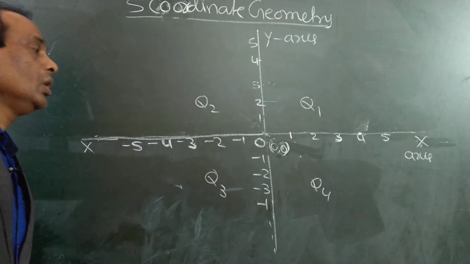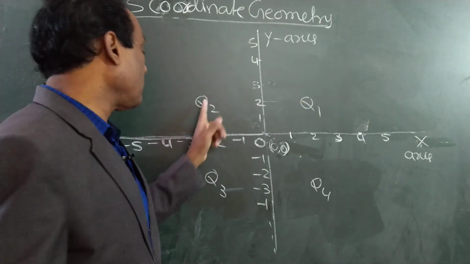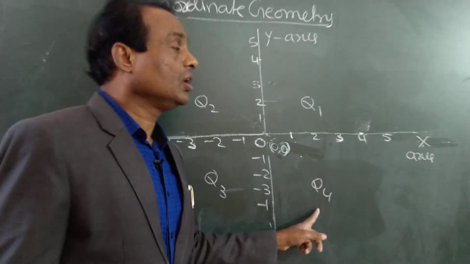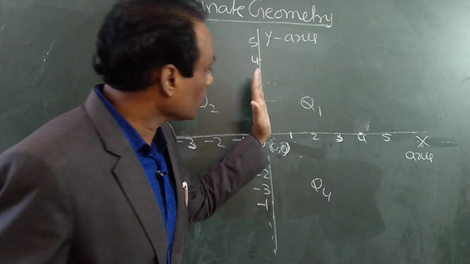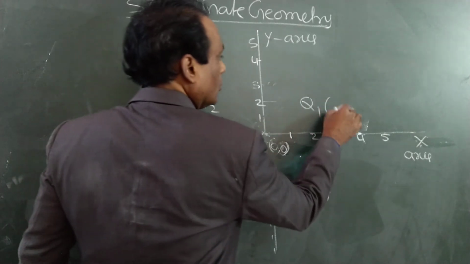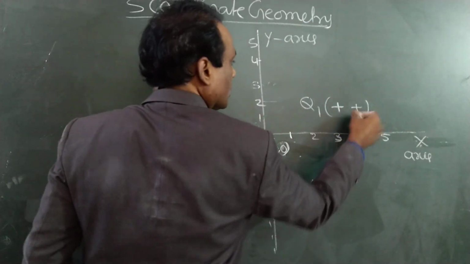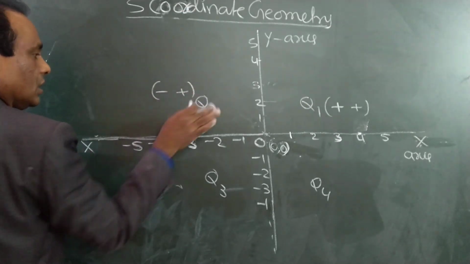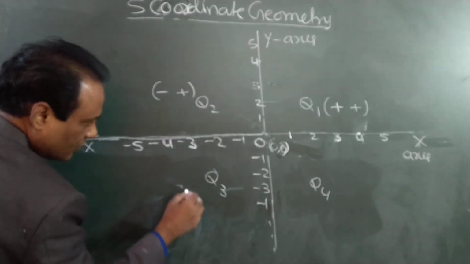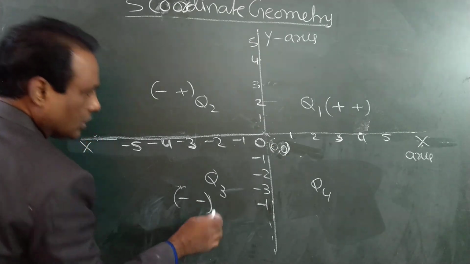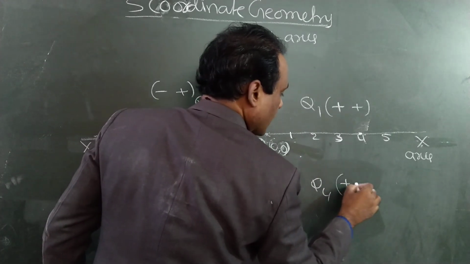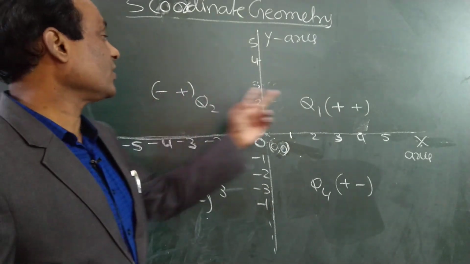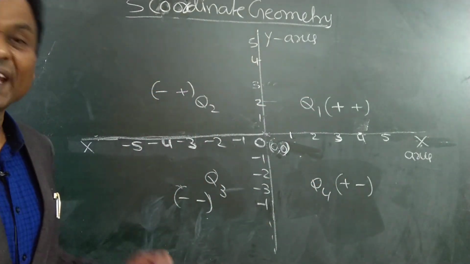Next, third. If we draw two reference lines, the plane is divided into four parts. Each part is called a quadrant. In the first quadrant, both x value and y value are positive. In the second quadrant, x value negative, y value positive. Here x is negative, y is negative. Here x is positive, y is negative. Like this, 4 quadrants. So these are the signs for xy coordinates.